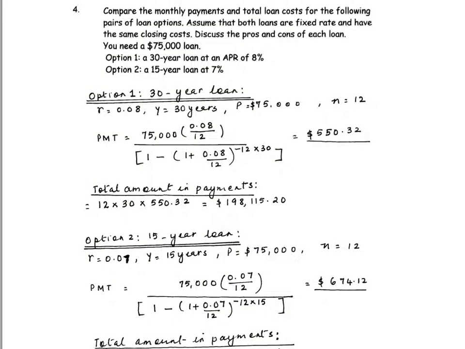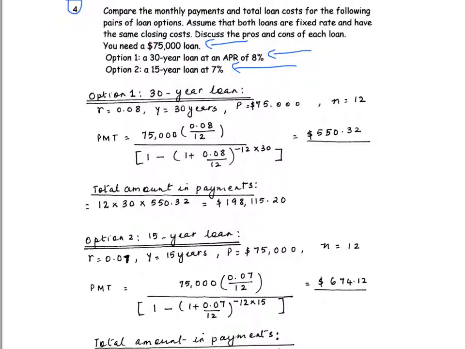So here we have a problem related to mortgages. We borrow money to buy a home. So we need a loan of $75,000. Okay, and we have two options. One is a 30-year loan with an annual percentage rate of 8%. And our second option is a 15-year loan with annual percentage rate of 7%.